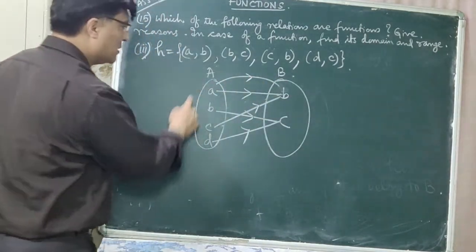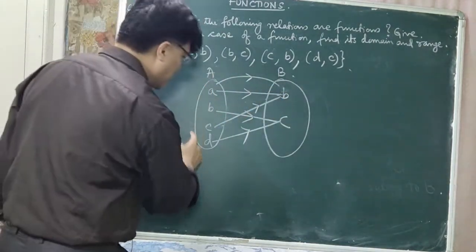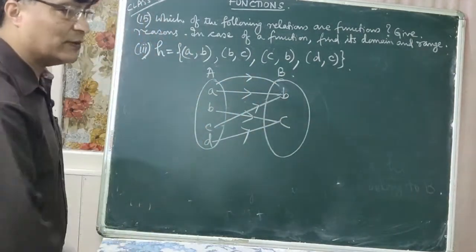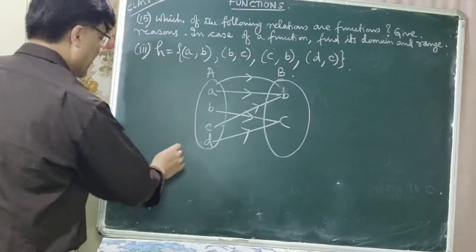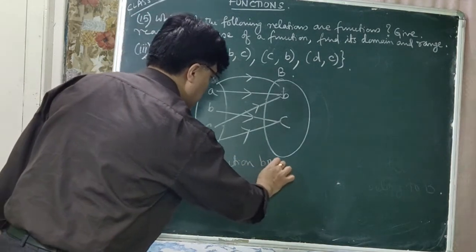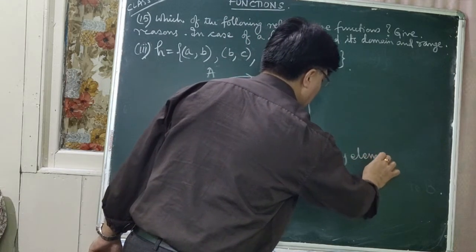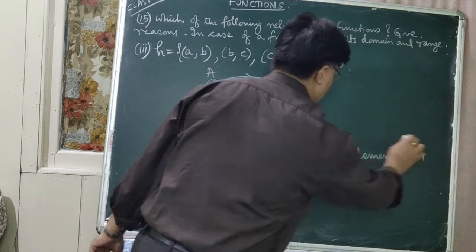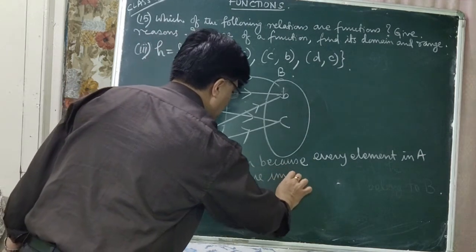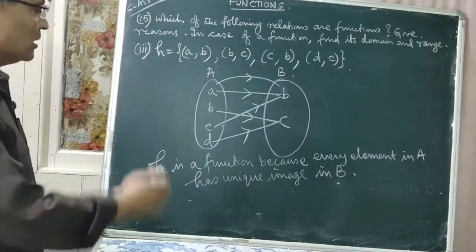That is, every element in the set A has a unique image in the set B. So all the elements in the set A have their image in B, and it is also unique, so it is a function. Okay, so here you can write h is a function because every element in A has a unique image in B. Okay, so this is a function.